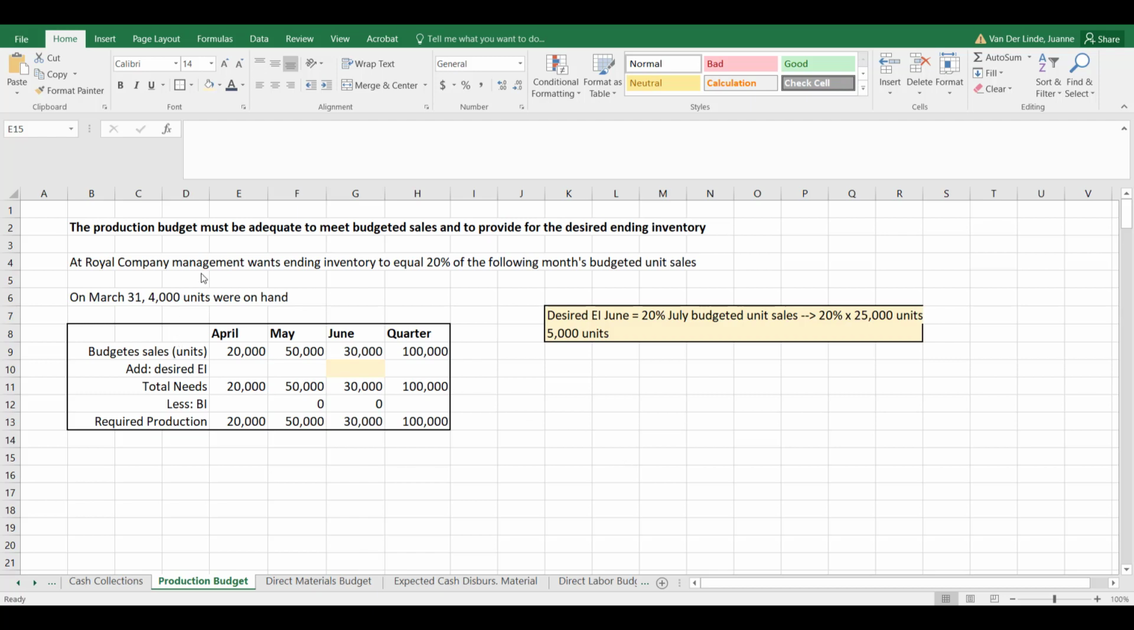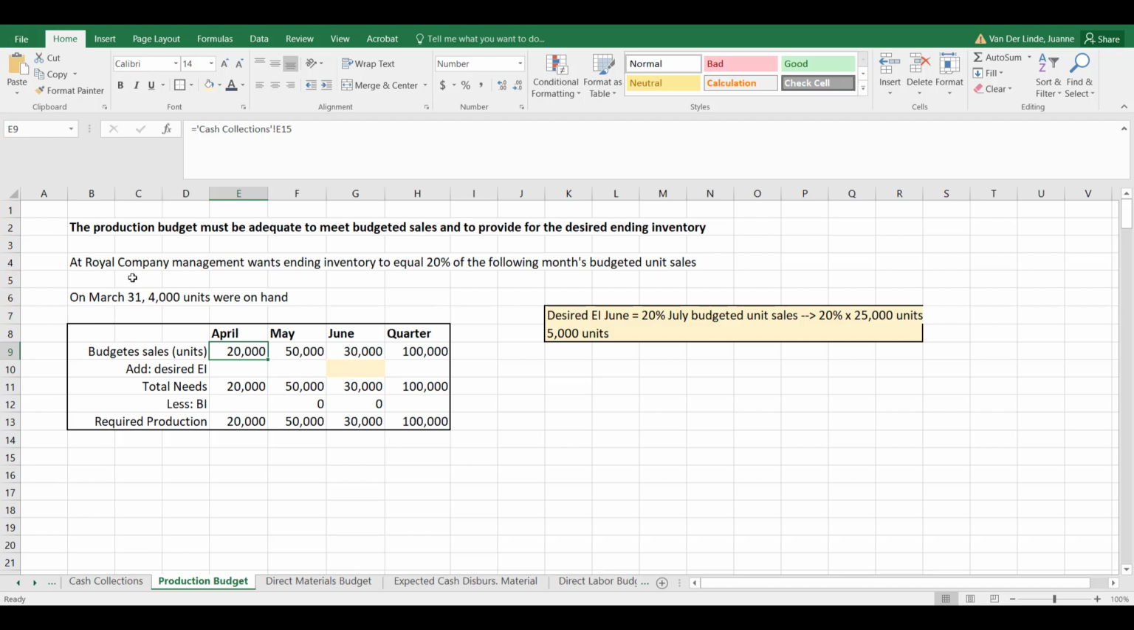So at Royal Company, management wants their ending inventory each month to equal 20% of the following month's budgeted unit sales. So they want a 20% buffer there. So I went ahead and for each month and for the whole quarter, I plugged in the budgeted unit sales here from our sales budget. So this is where those numbers are coming from, and this is actually the numbers they gave us, what their budgeted unit sales are for each month and for the quarter.